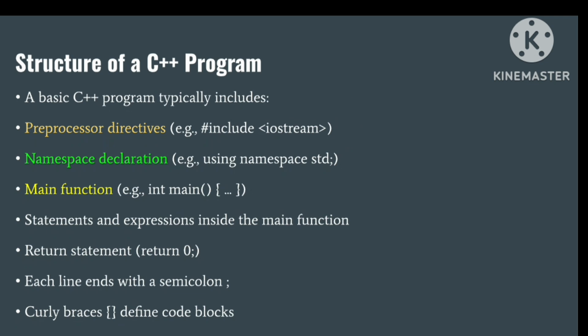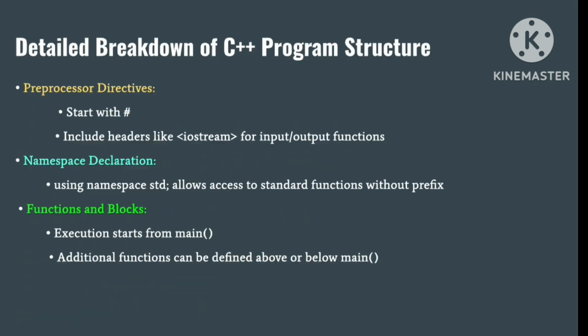Each line in a C++ program ends with a semicolon. Not only in C++, it is the same in any programming language. In any programming language, we have to end a statement using a semicolon. It is also called the statement terminator.